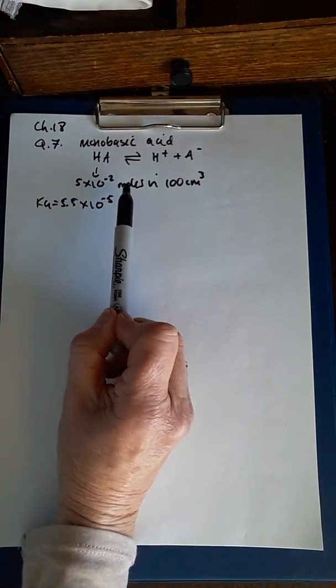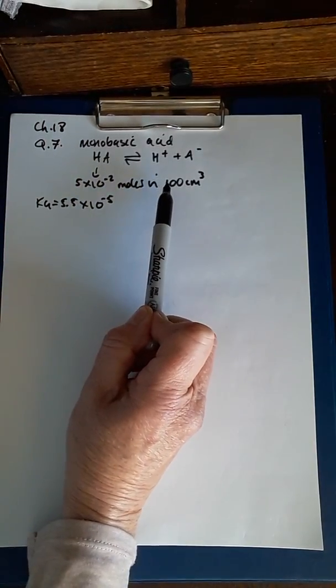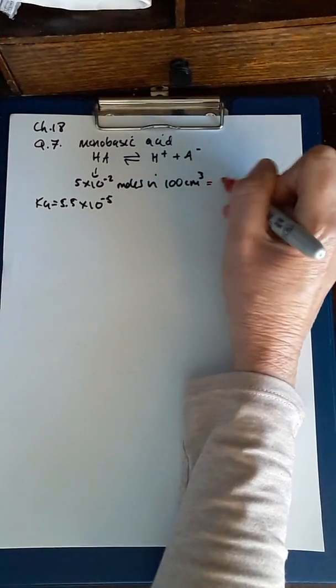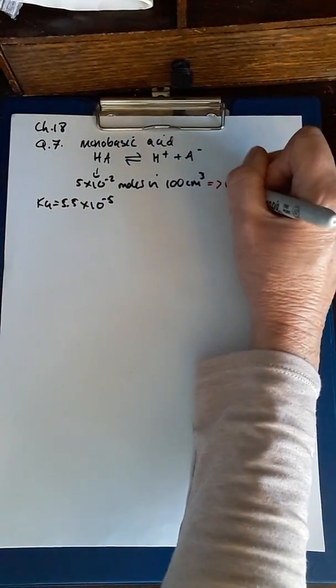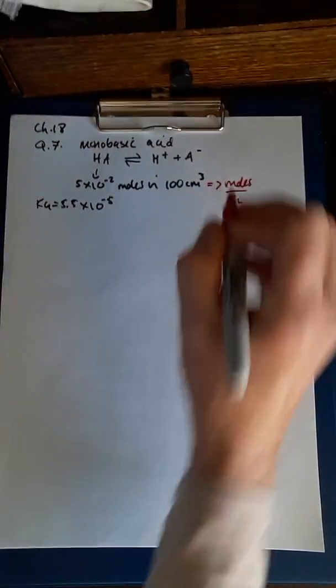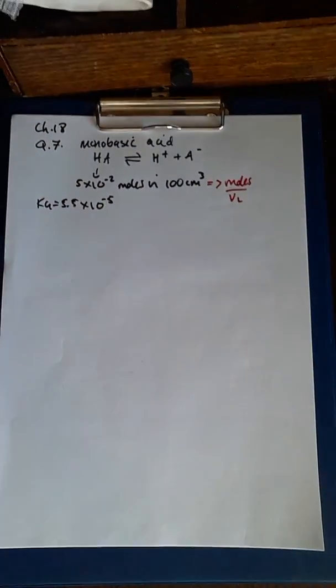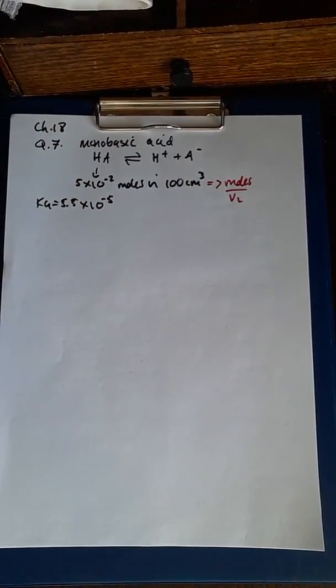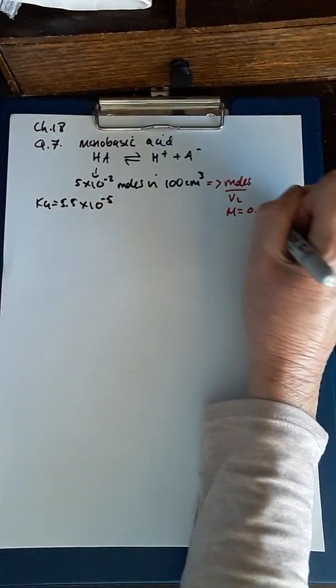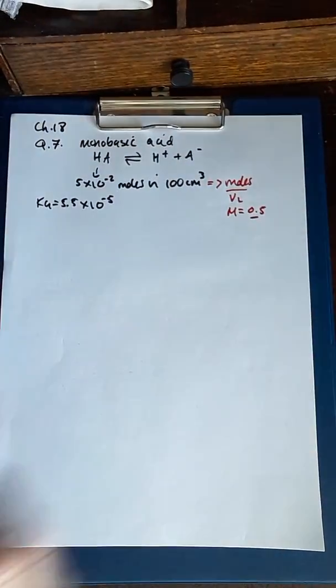So 5 by 10 to the minus 2 moles in 100 centimetres cubed, that means I've got to bring that to a molarity. So remember, I'm going to put the moles over the volume in litres, and that will tell me the molarity. And when I put 5 by 10 to the minus 2 over 0.1, I'll get a molarity of 0.5. Okay, so it's 0.5 molar is my concentration. It has to be moles per litre.